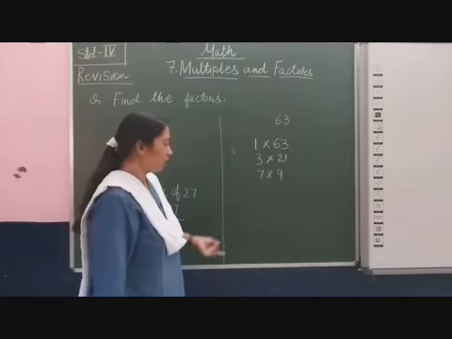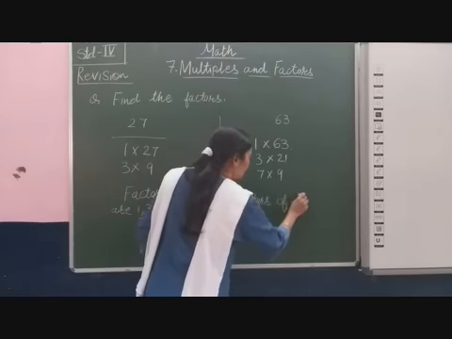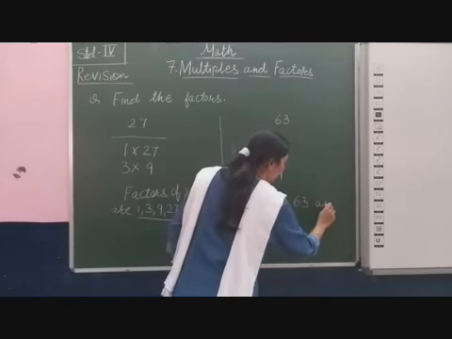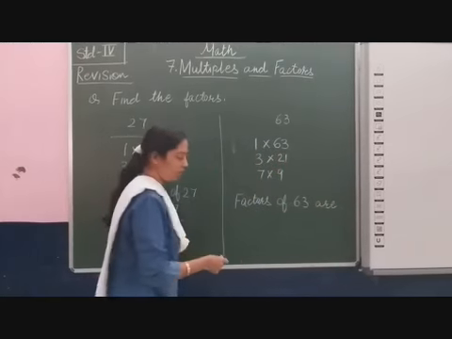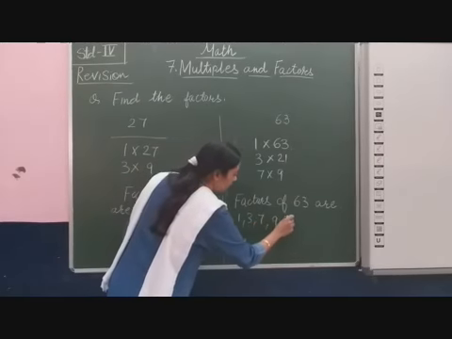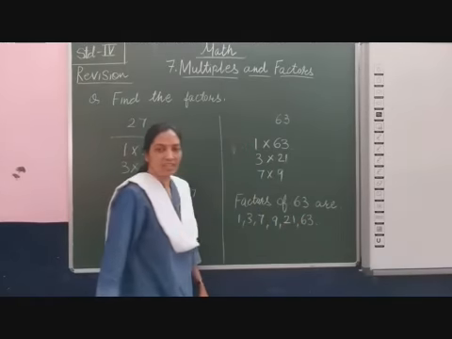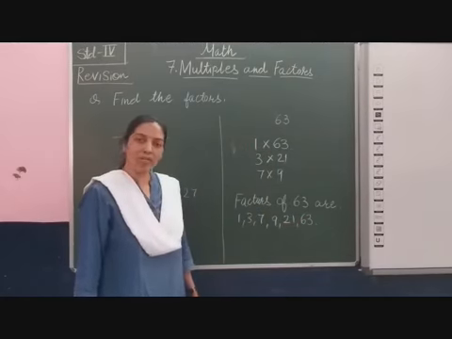So now we list out the factors of 63, always starting from 1: 1, 3, 7, 9, 21 and 63. These are the factors of number 63.